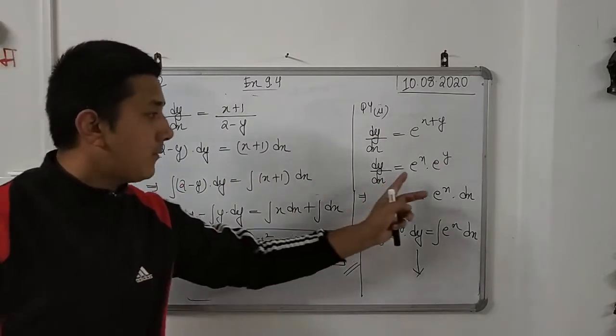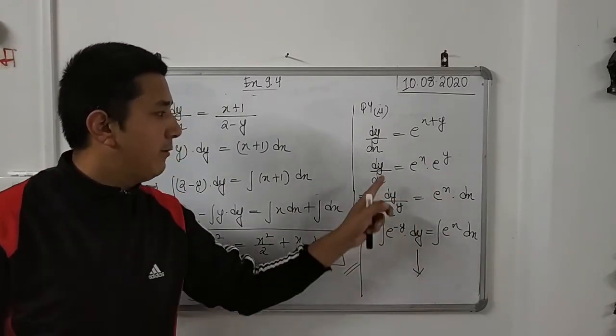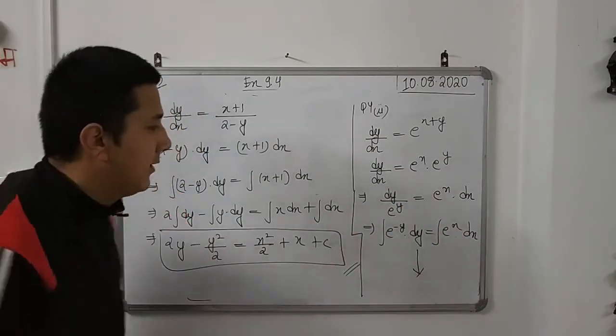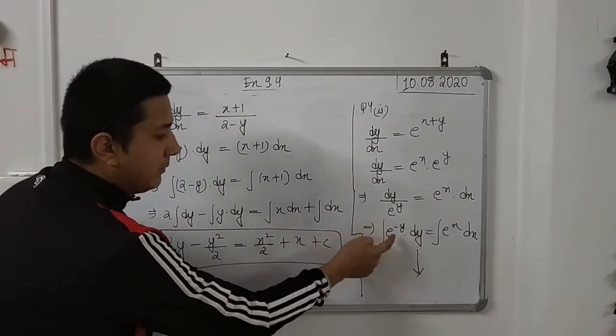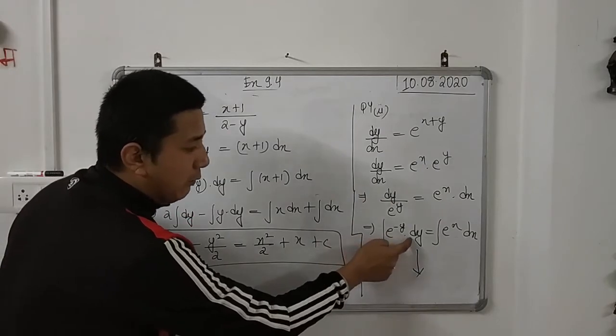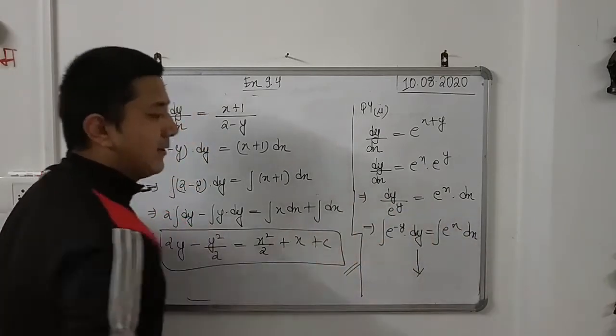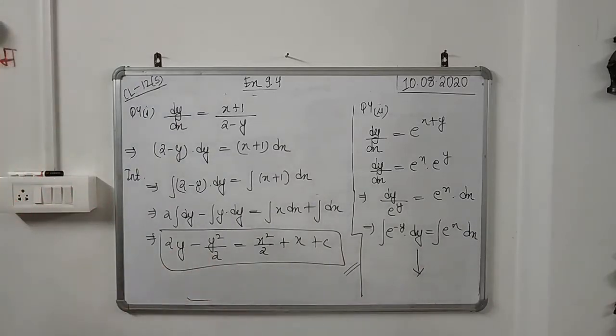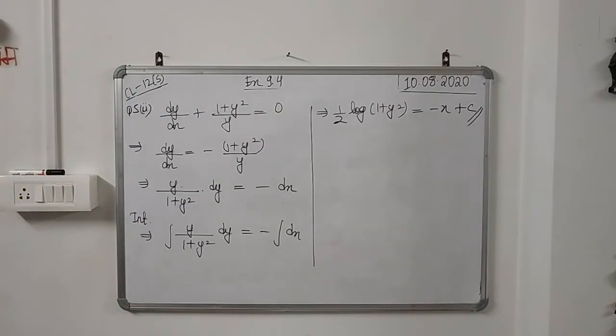Okay. Now what to do? Separate the variables. So dy by e to the power y is e to the power x into dx. Now this is not possible, so bring it up to the numerator: e to the power minus y dy is equal to e to the power x dx. And now you can solve this further. Okay, so pause the video, note it down.